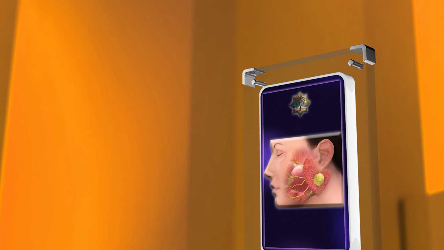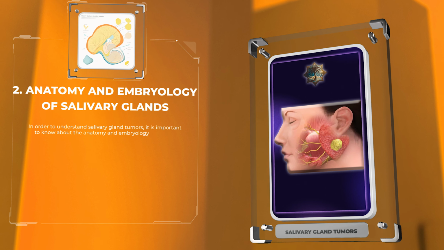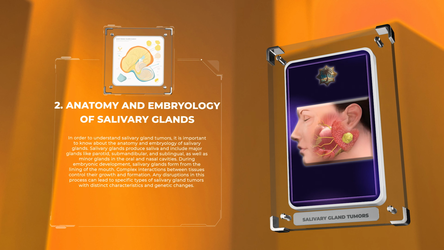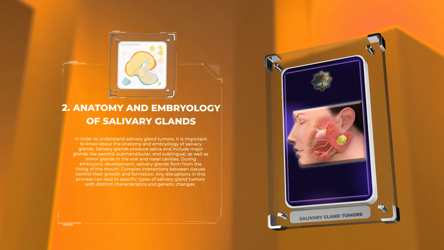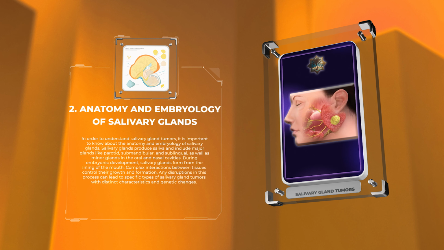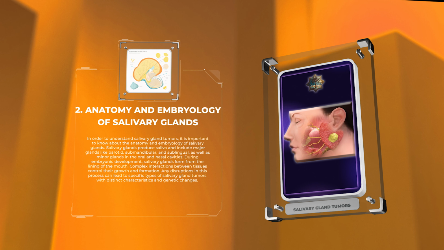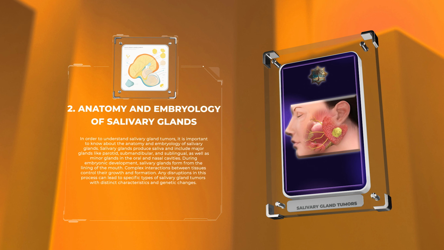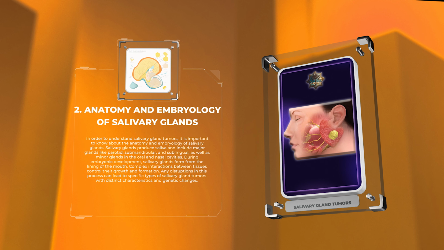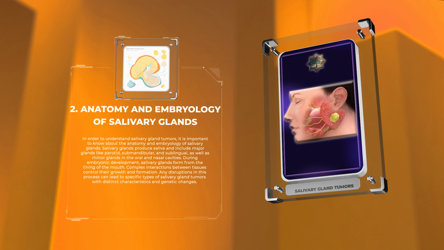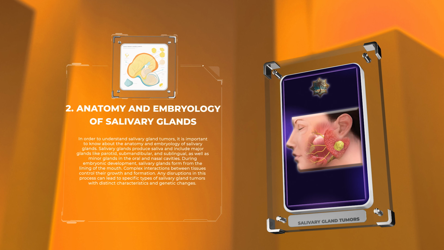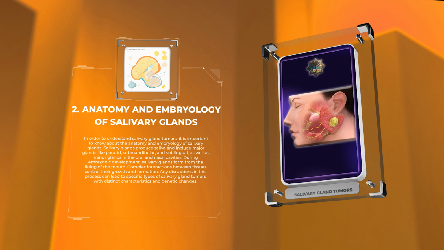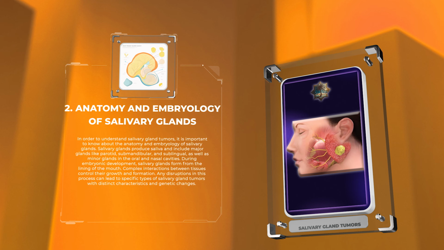In order to understand salivary gland tumors, it is important to know about the anatomy and embryology of salivary glands. Salivary glands produce saliva and include major glands like parotid, submandibular, and sublingual, as well as minor glands in the oral and nasal cavities. During embryonic development, salivary glands form from the lining of the mouth. Complex interactions between tissues control their growth and formation. Any disruptions in this process can lead to specific types of salivary gland tumors with distinct characteristics and genetic changes.